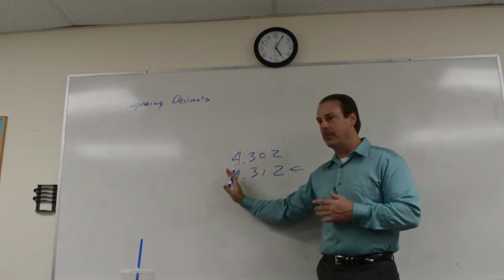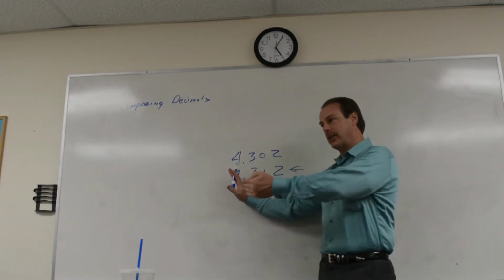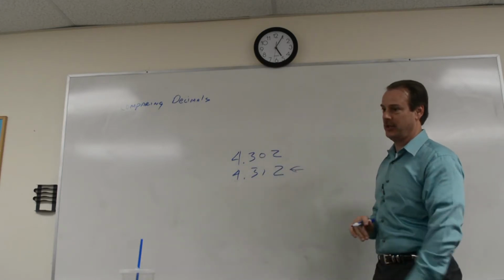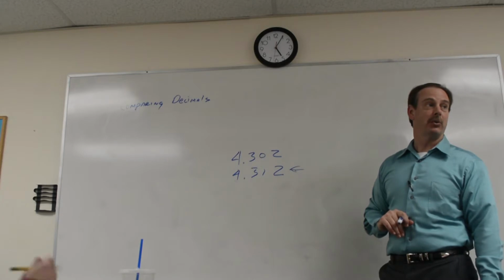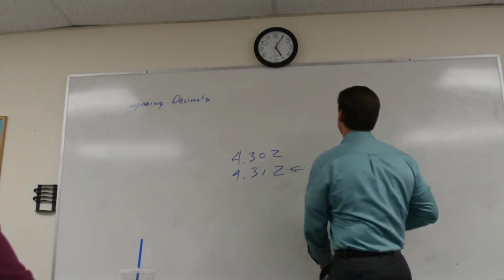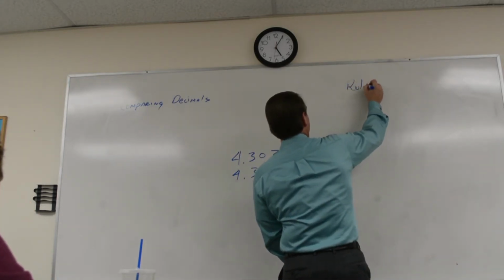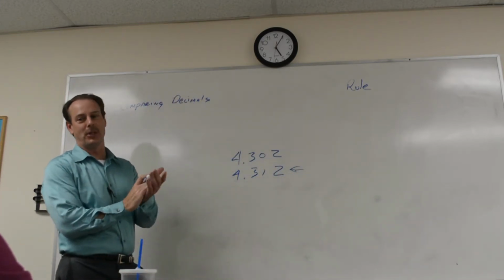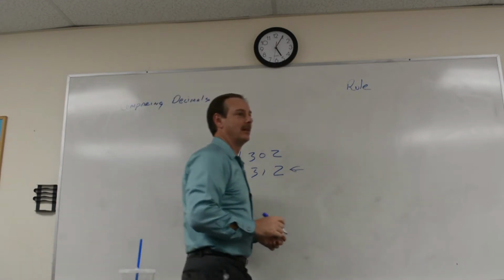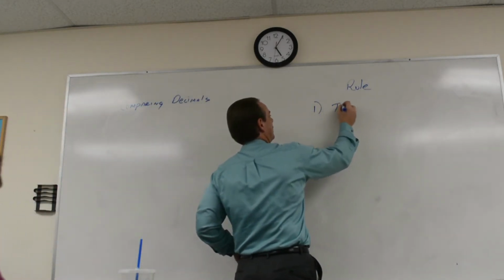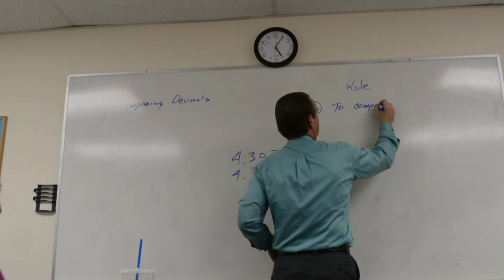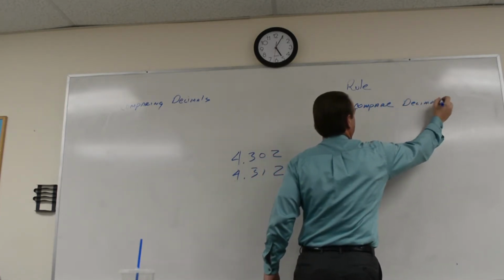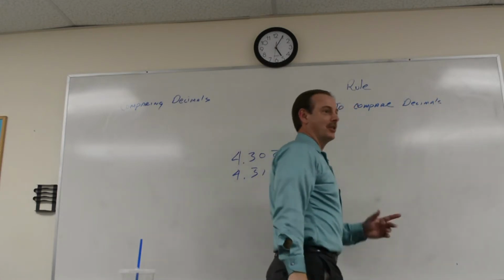So what you do when you're comparing decimals, you start at the left and compare each digit at the same location. You want to make it a rule? We can make it a rule. All right, so Mariah, since you have so much enthusiasm, tell me what the rule is. I'm going to start you out. To compare decimals, start from the left and compare to the right.